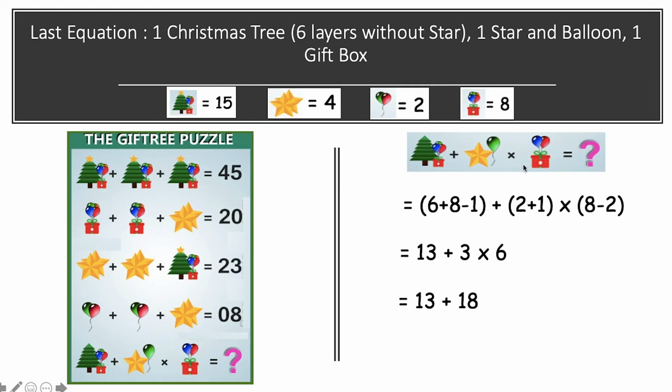Now putting the value for the second picture. In the second picture we have a star and 1 balloon. If 2 stars is equal to 4, then 1 star would be 2. I have written 2 here, plus the value of 1 balloon, that is equal to 1 here, multiplied by 1 gift box. The gift box value is 8, but this gift box does not have 4 balloons. That means this has only 2 balloons. We have to minus 2 balloons from this gift box, that is equal to minus 2.